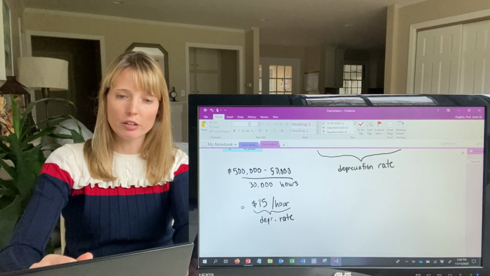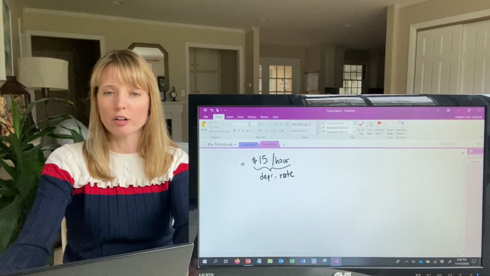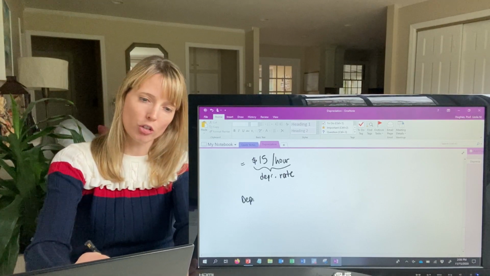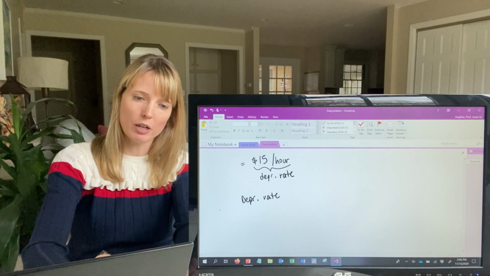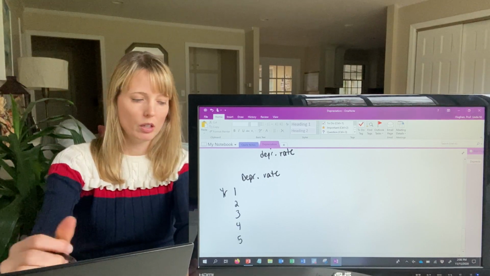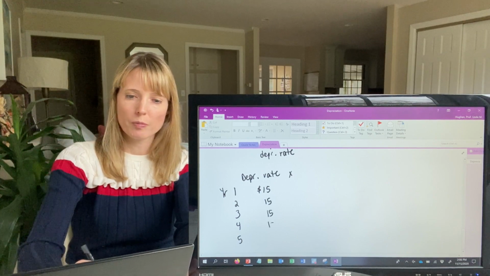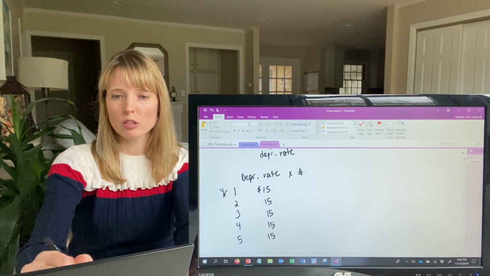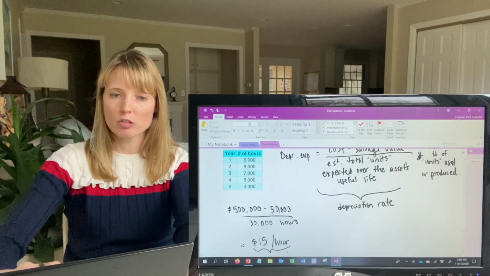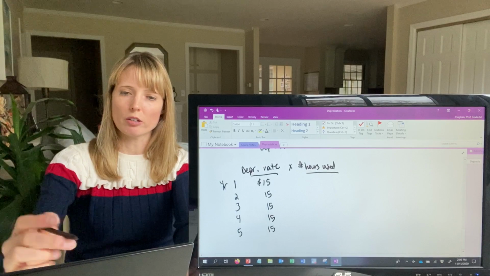So we need to take this $15 an hour depreciation rate and apply it towards how much was actually used. How many hours was that crane run in business? So take this depreciation rate, we're going to make a table similar to the one that we did above, where we have years 1, 2, 3, 4, and 5. And then multiply that rate, which is $15 in every year, by the number of hours used. And that has to be given to us. There's no way for us to know that. So we have 6,000, 8,000, 7,000, 5,000, and 4,000.